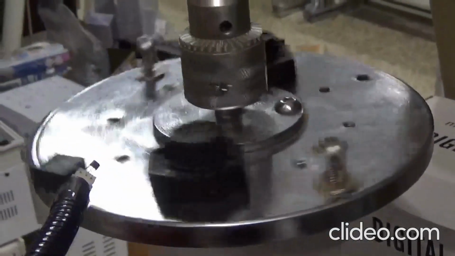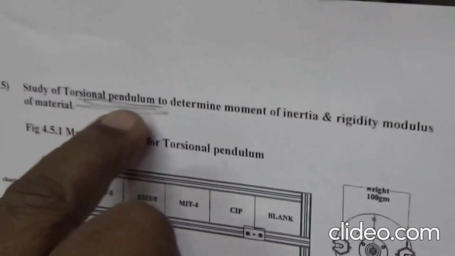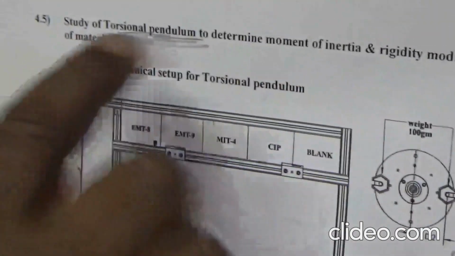So in this way we can take the 3 different readings: without mass, masses at closest distance, and masses at maximum distance. This ends the demonstration of torsional pendulum to determine moment of inertia and rigidity modulus of material.